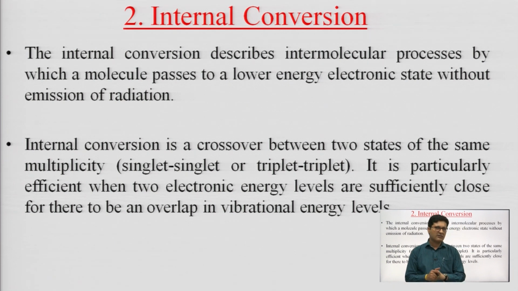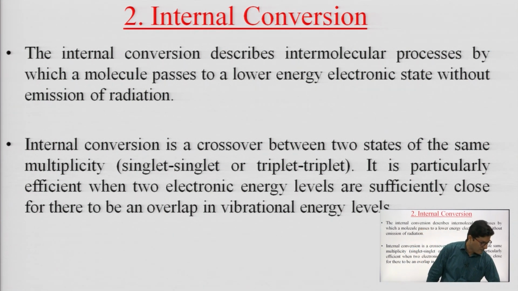The second process is internal conversion. Internal conversion is the crossover between two states of the same multiplicity, either from singlet to singlet state or from triplet to triplet state. It is particularly efficient when two electronic energy levels are very close to each other, or we can say there is some overlapping between the energy levels, and then the probability of internal conversion generally increases.